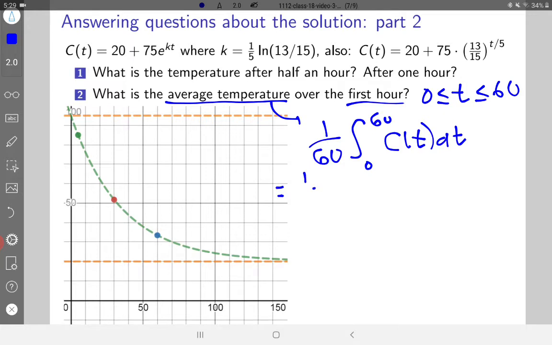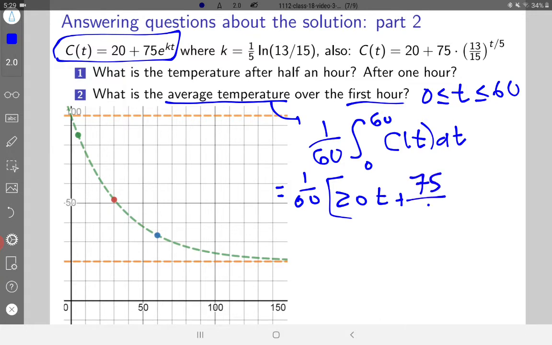Well, let's see, I'm going to have 1 over 60, and then we can do an antiderivative of C as we go here. What's the antiderivative of 20? It's just 20t. What's the antiderivative of that exponential piece? Well, it comes out to be 75 over k e to the kt. Doing a quick little substitution there, you can check by taking a derivative. If I took the derivative of e to the kt, it would be itself, e to the kt times k. That pops out from the chain rule. And that's why I have that division by k.